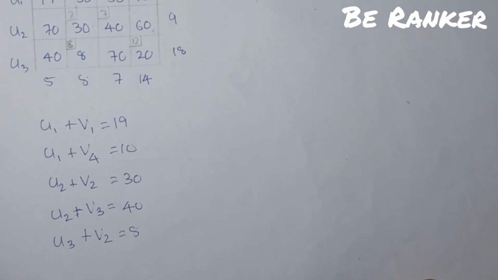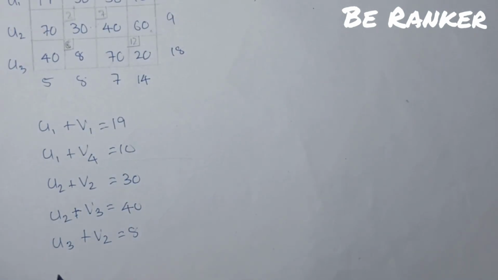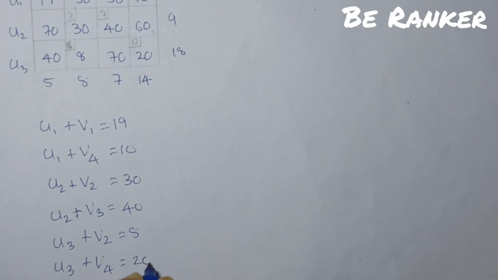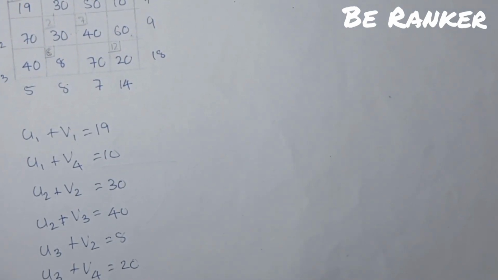The last one was U3 plus V4. U3 plus V4 is equal to 20. Okay. Next, we want to find the U values and V values.